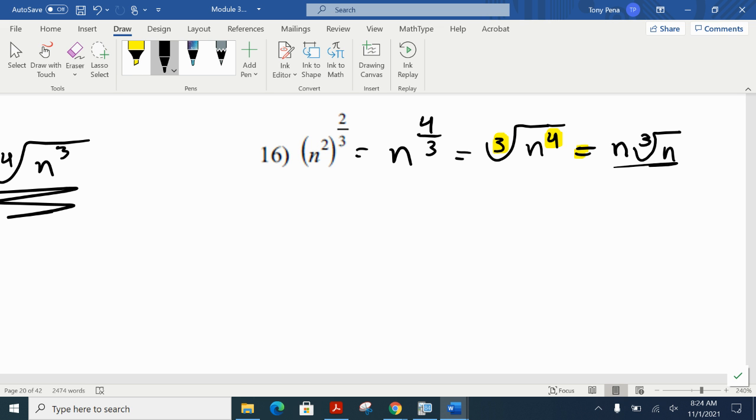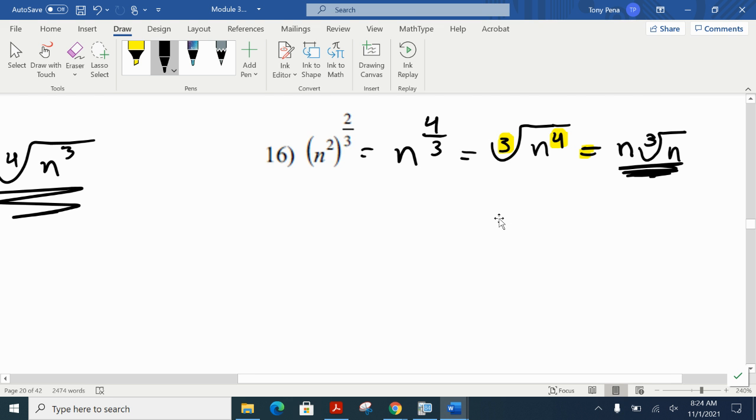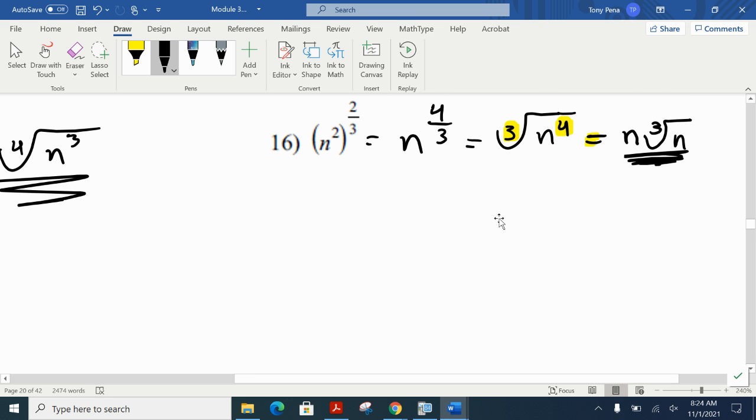So if these now start happening like we have quizzed on, if that can simplify further, we now need to remember how to simplify those further. Okay? So that final answer is n and then times the cube root of n. All right, 17. Do 17. See if you remember how to do that.